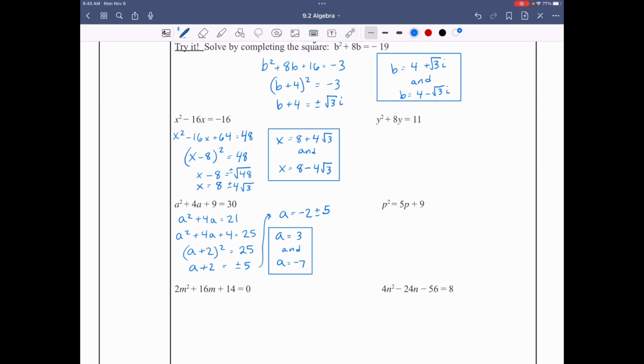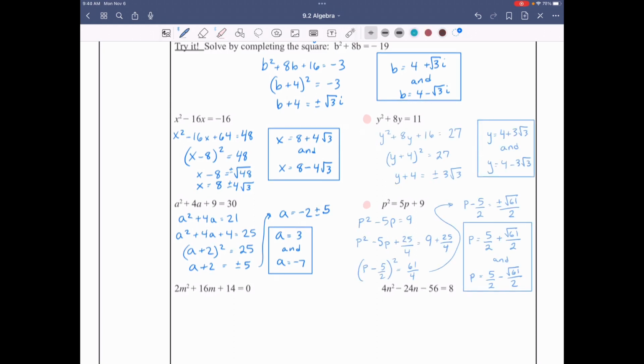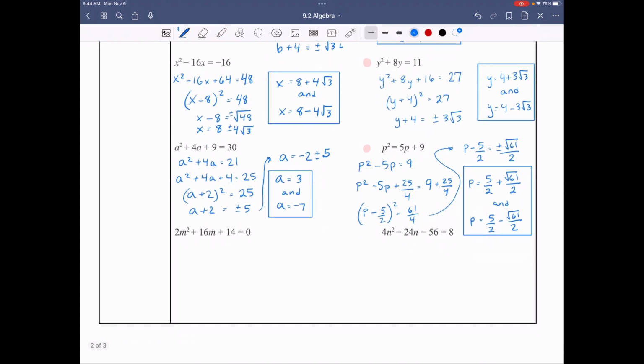Alright, go ahead and do these next two triad problems with your groups, and then we'll come back and check our answers. Go ahead and check your answers, and then we'll do the next one.